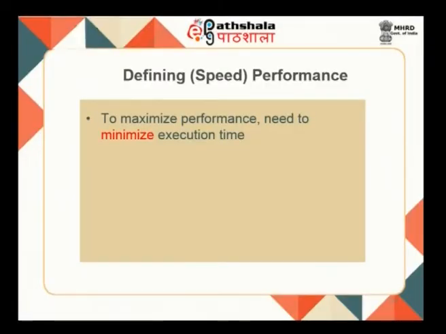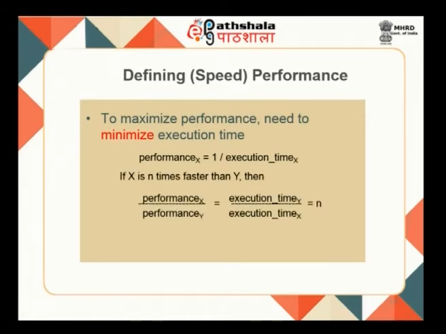Now, to maximize performance, we obviously need to minimize our execution time. So, performance is inversely related to execution time. Performance x is equal to 1 by execution time x. When I say processor x is n times faster than y, then the performance ratio, performance x by performance y, is equal to execution time y by execution time x, which is equal to n. So, when the execution time of a processor is n times higher than that of the other processor, the performance is the other way around. So, decreasing response times always improves throughput.